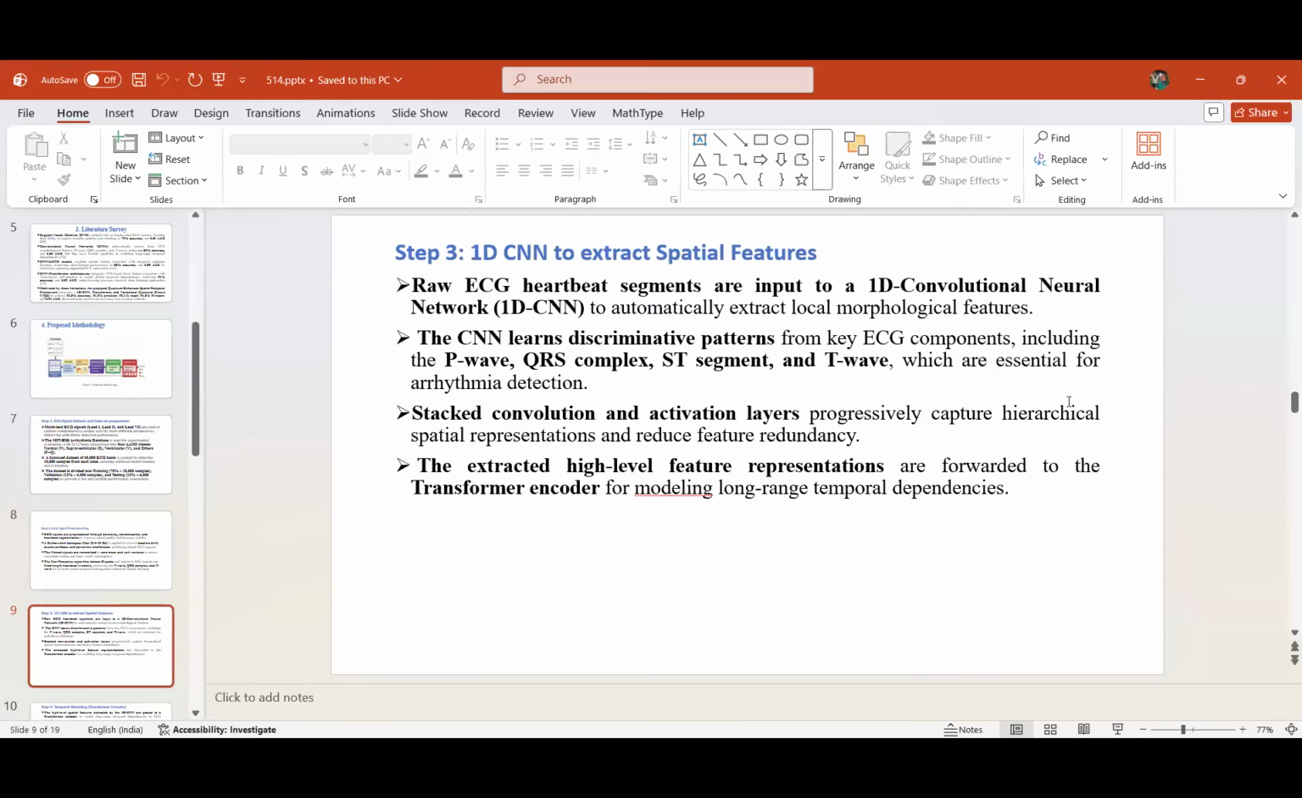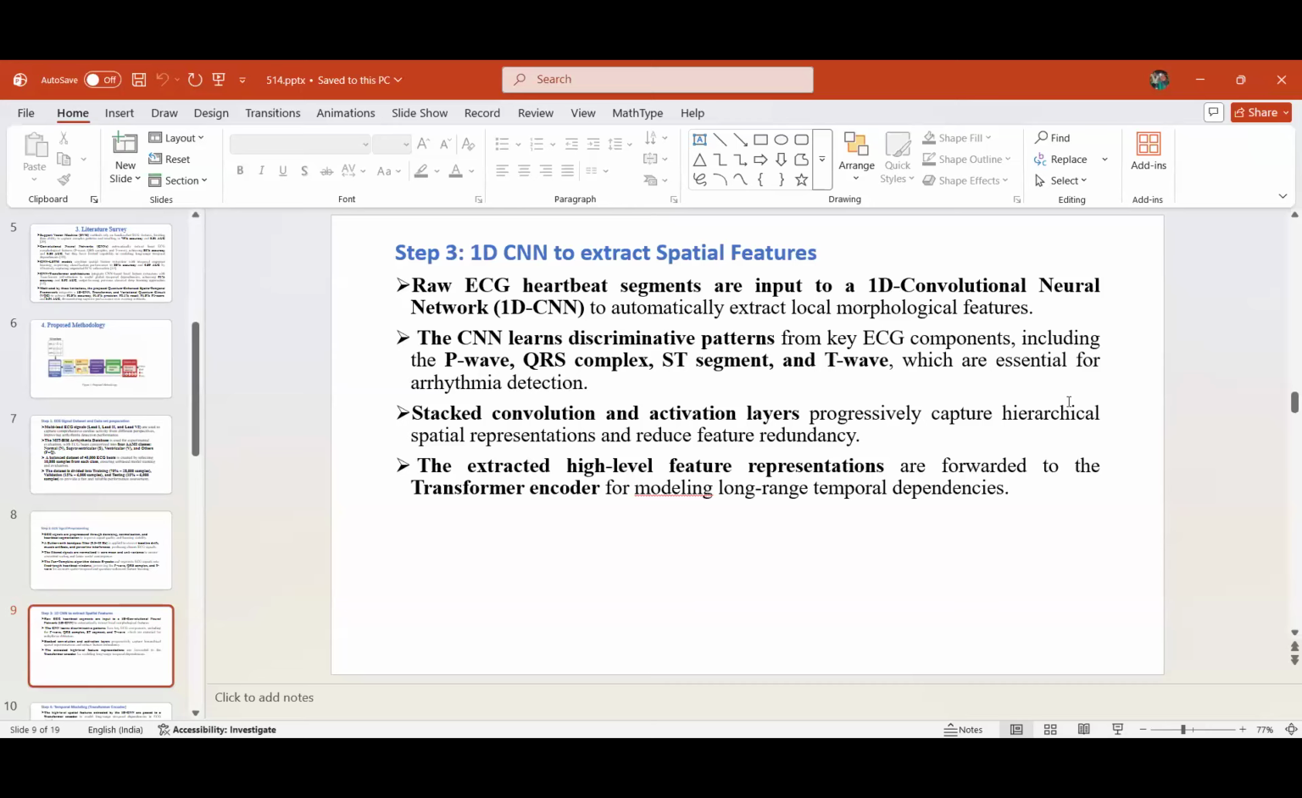Then the 1D CNN is used to extract the spatial features. Once the raw ECG heartbeat segments are given to the 1D CNN, it automatically extracts the local morphological features. The CNN learns descriptive patterns from the key ECG components, including the P wave, QRS complex, ST segment, and the T wave.